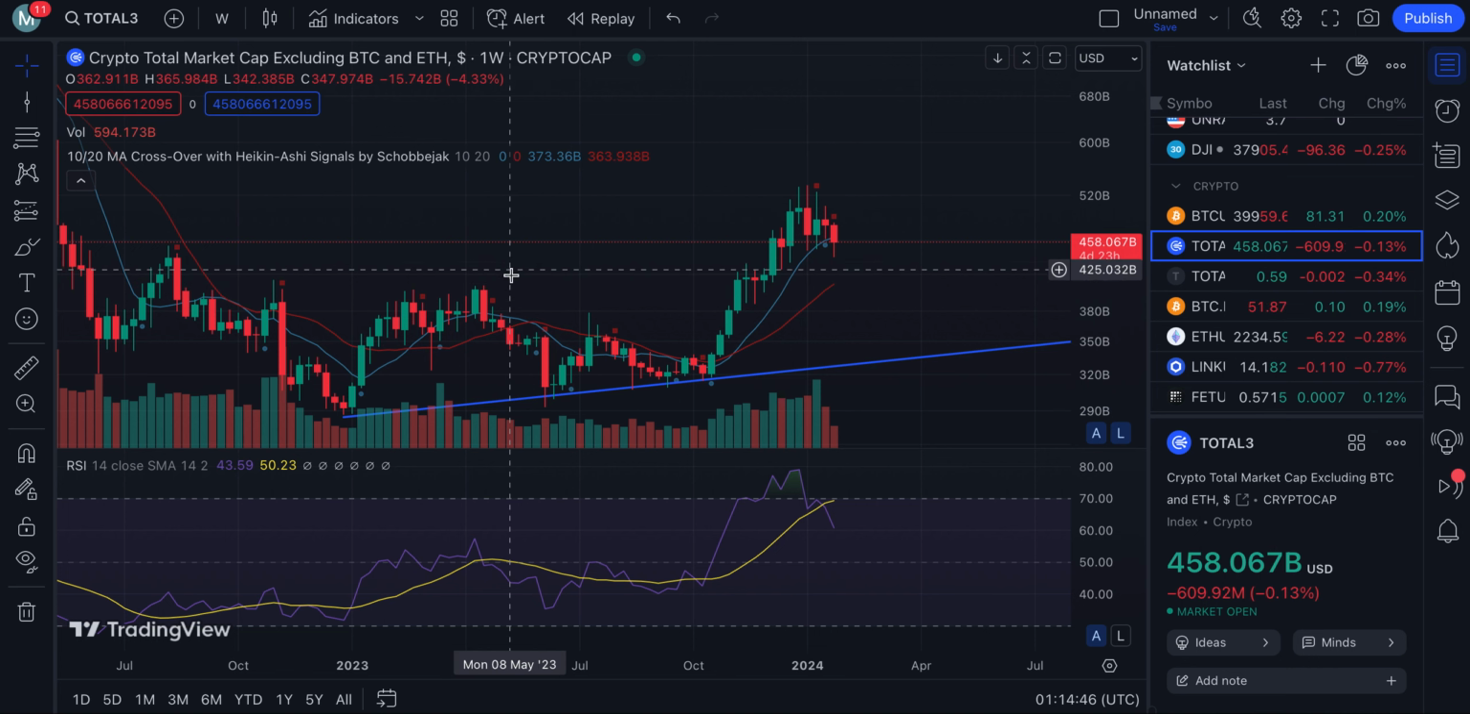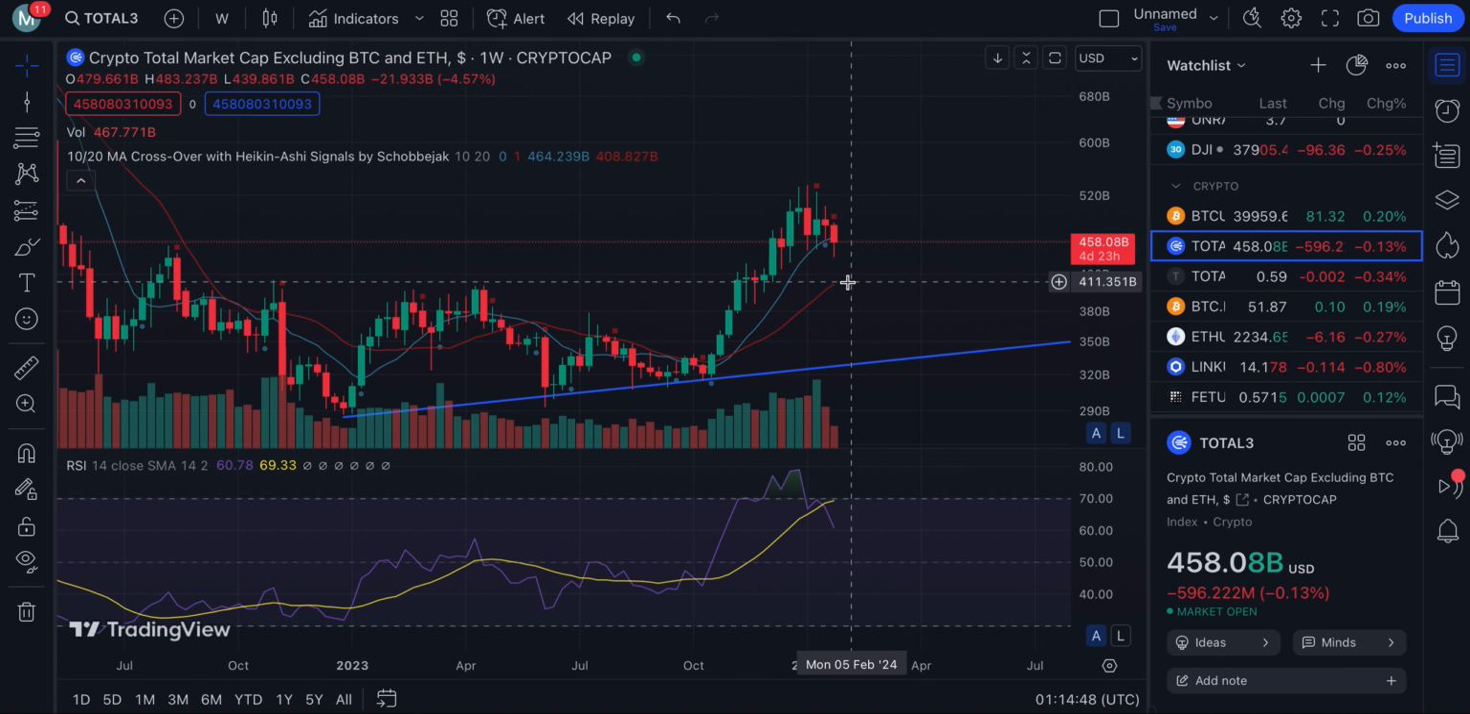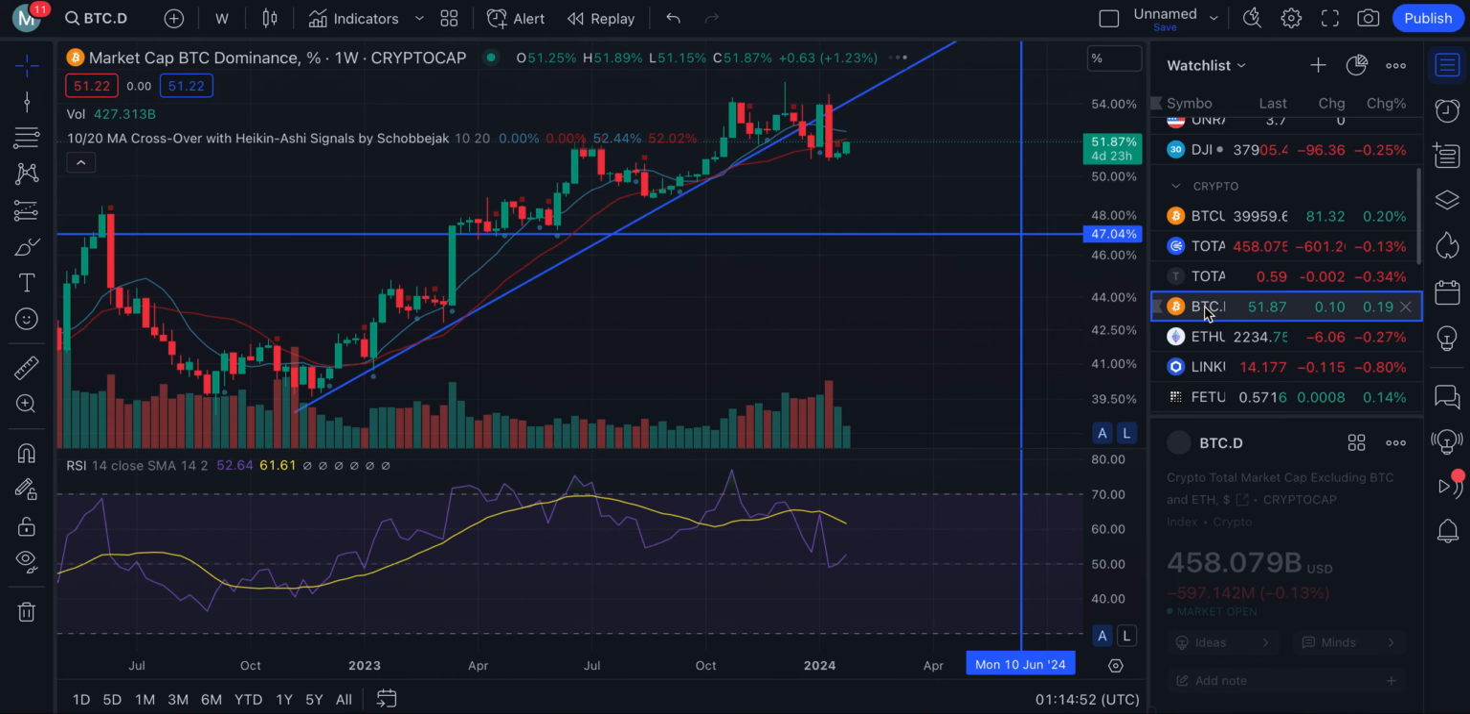But where's the 20 MA? There seems to be some strong support here. So we'll see where altcoins are at that time. Bitcoin dominance.